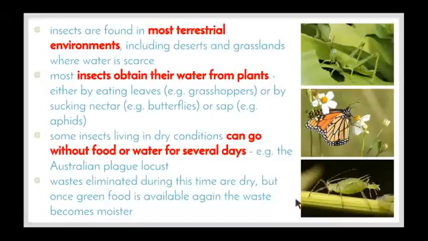Waste eliminated during this time are dry, but once the green food is available again, the waste becomes moister. So the organism is able to change the amount of water that they excrete depending on the amount of water that's available in their environment.